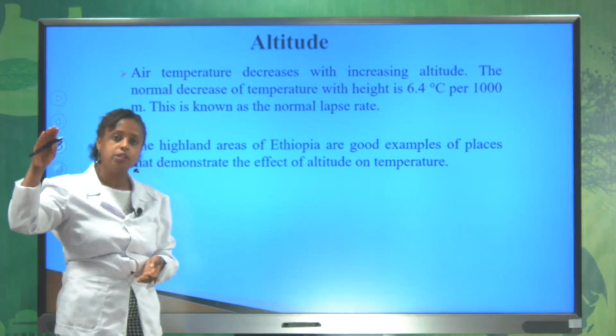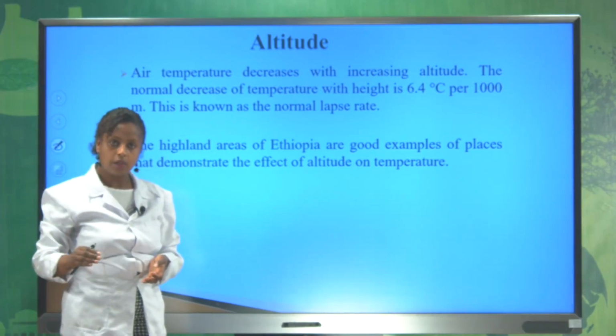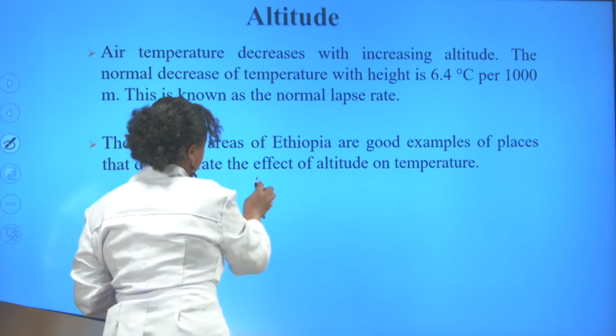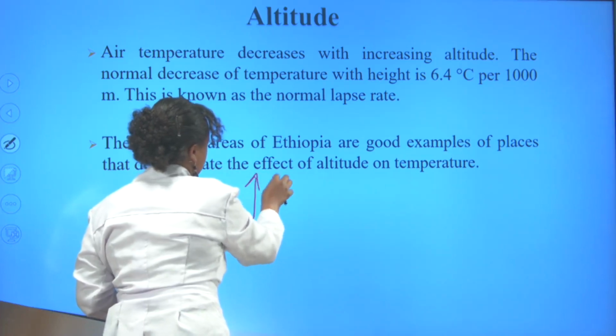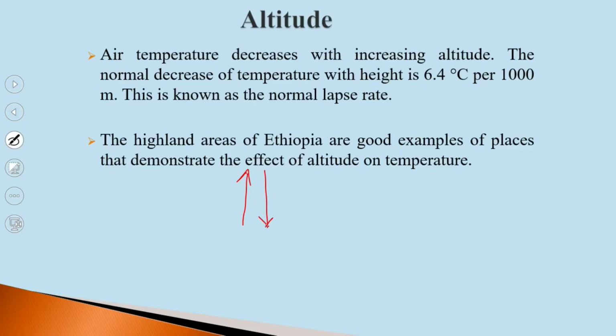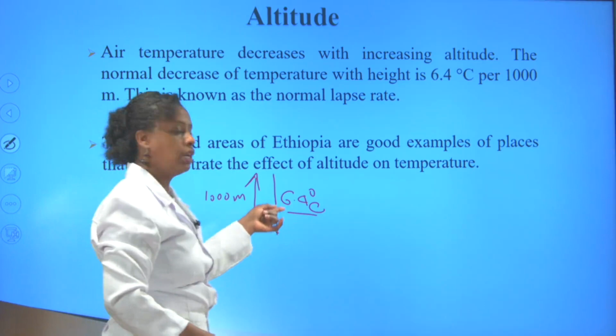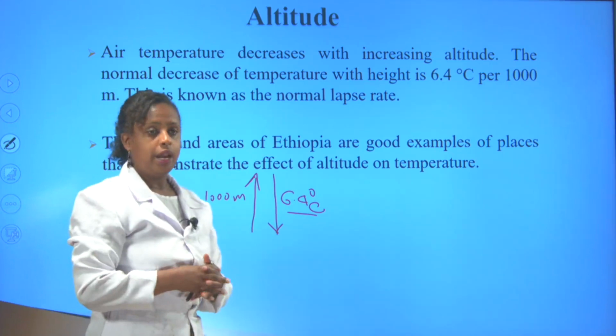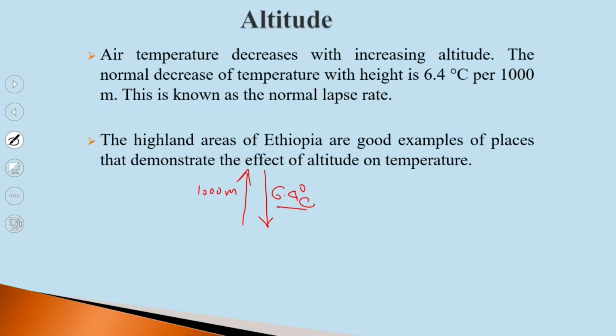When altitude increases, temperature decreases. When altitude increases, temperature similarly decreases. For every 1000 meters, temperature decreases by 6.4 degrees Celsius. This is what is known as the normal lapse rate. The Ethiopian highland regions are a good example for this because they show the effect of altitude on temperature.